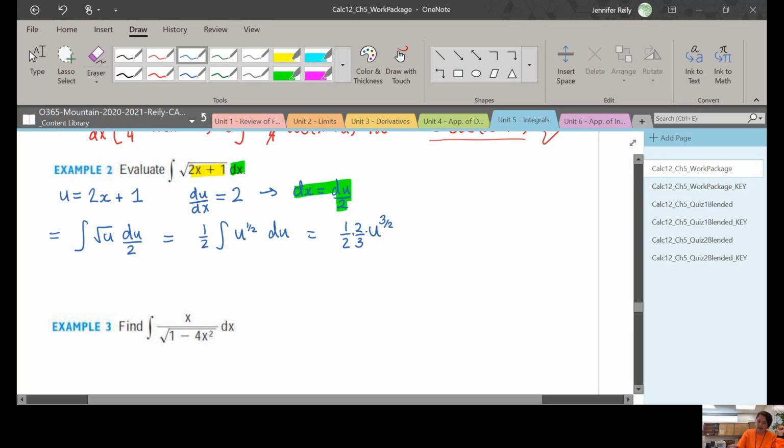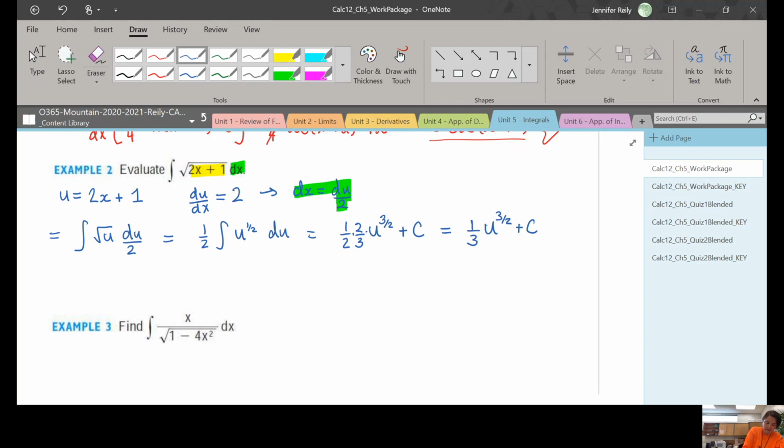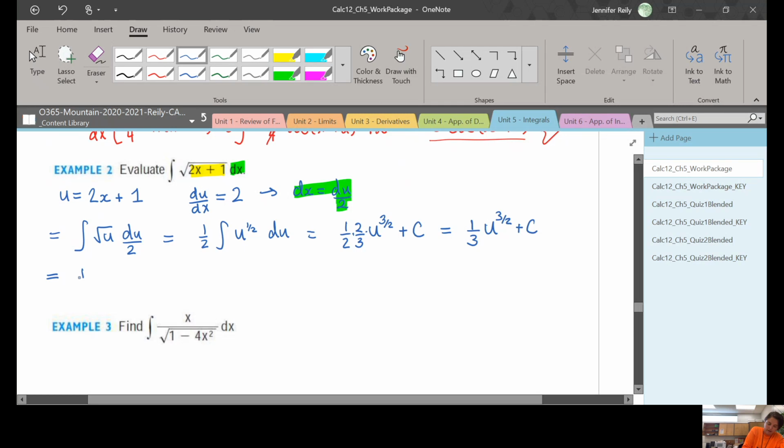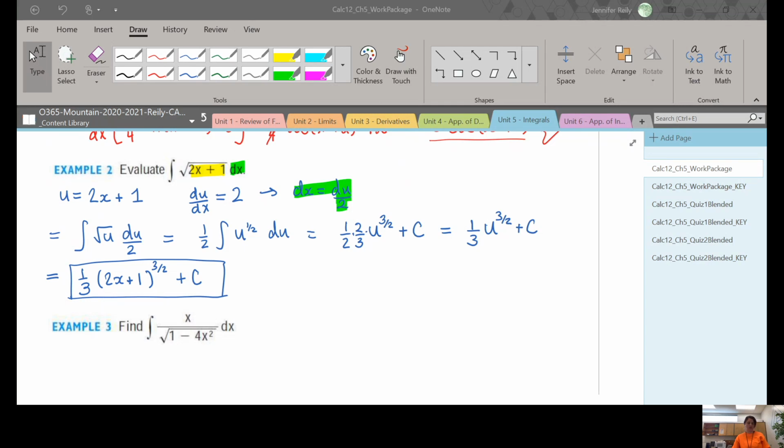So 2/3. And we need to add our plus c. Let's make that look nicer. So it'd be 1/3 u to the power of 3 over 2 plus c. And last step is we need to sub back in order to write our final answer in terms of x. So it'd be 1/3 (2x plus 1) all to the power of 3/2 plus c. And remember, you can take the derivative of that and see if you get that answer as your solution.